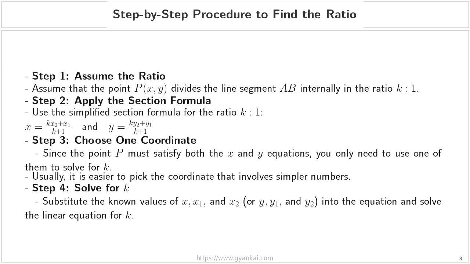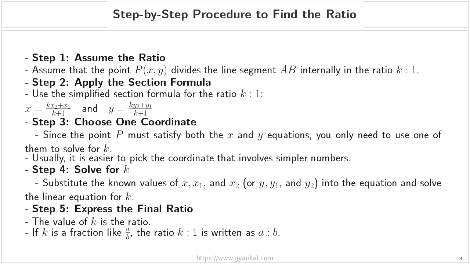Step 4. Solve for k. Once you've picked your coordinate, substitute the known values. That is your x, x sub 1 and x sub 2, or your y, y sub 1 and y sub 2, into your chosen equation. From there, it's just a matter of solving the linear equation to find the value of k.